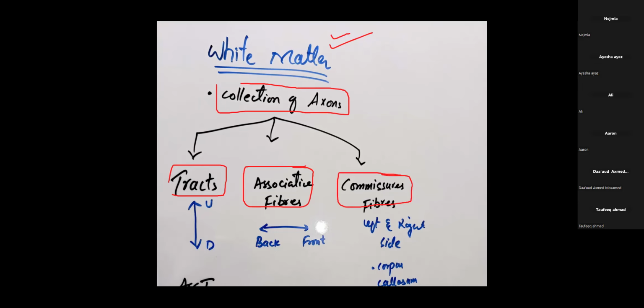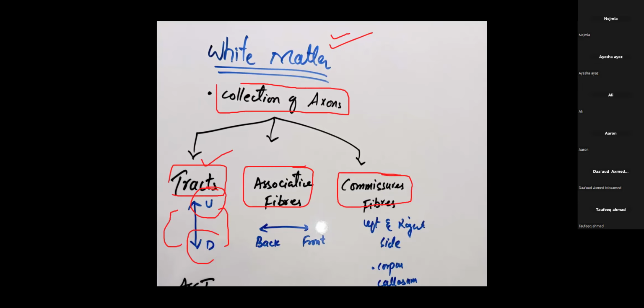The function of axons is to conduct the action potential from one part of the brain to other parts. The type of white matter which conducts the information from the upper side of the brain to the lower side, or from brain to spinal cord or from spinal cord to brain, is called a track. We will see later that tracks are of two types, ascending tracks and descending tracks.